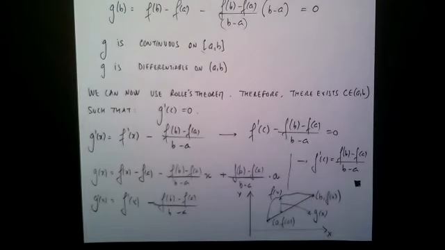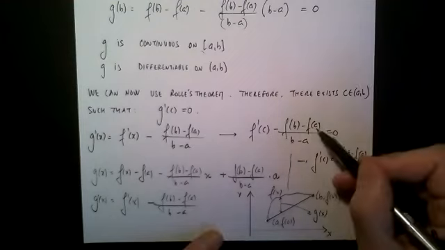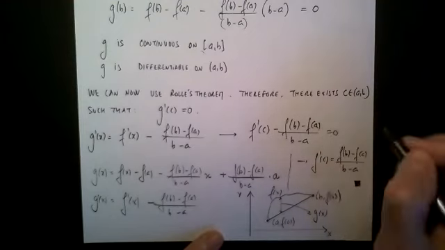Sir? Yep. Sorry, did the f of b minus f of a over b minus a become f of b minus f of c? Or is that just an a? Oh, no, it's an a. Where? Here? Yeah. No, it's an a. Oh, okay, thank you.